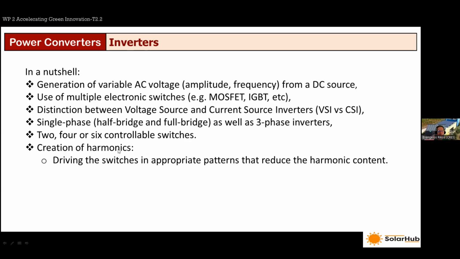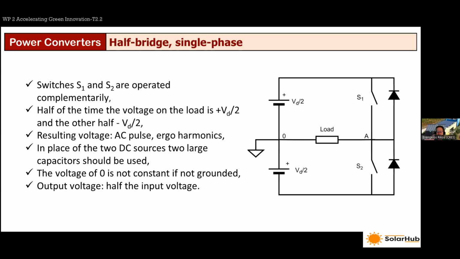In any case, what is important here is that the operation of these inverters leads to generation of harmonics into the AC side. Harmonics are undesirable. We don't want them in the grid because they introduce some interference and some energy loss. And in order to reduce them, the least we can do is drive the switches in appropriate patterns in order to reduce the harmonic content. Well, very quickly here, and keeping an eye on time as well, we have this half-bridge single-phase topology, which consists of two switches.